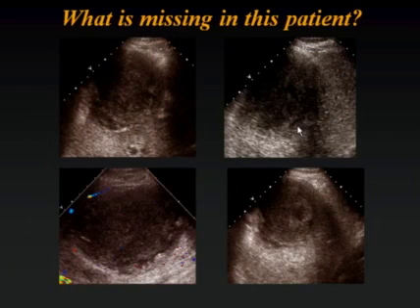Now, here's a patient that let's just look at as a little quiz, and we can see selected images of the gallbladder.